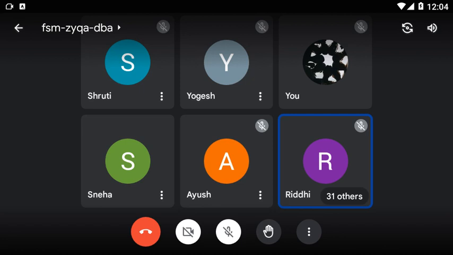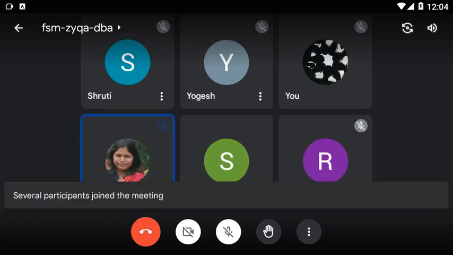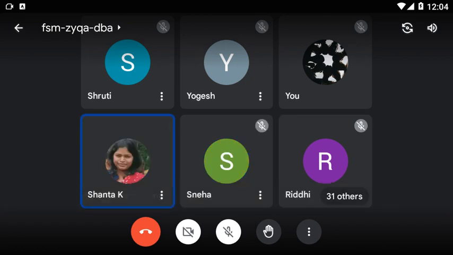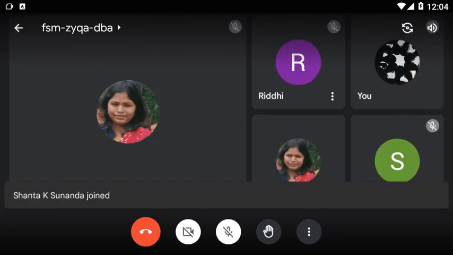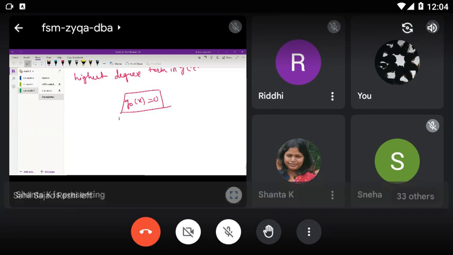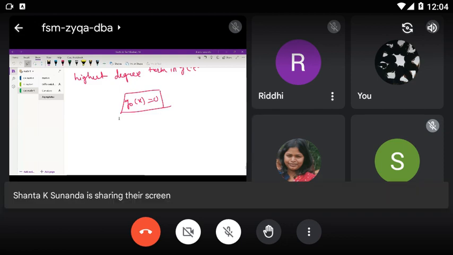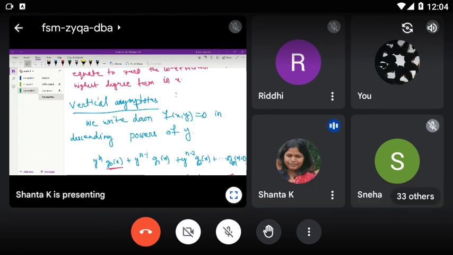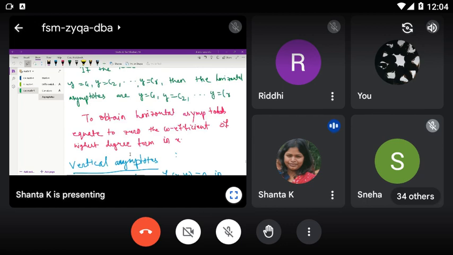Okay, so we are doing the asymptotes. So we are looking at the asymptotes.